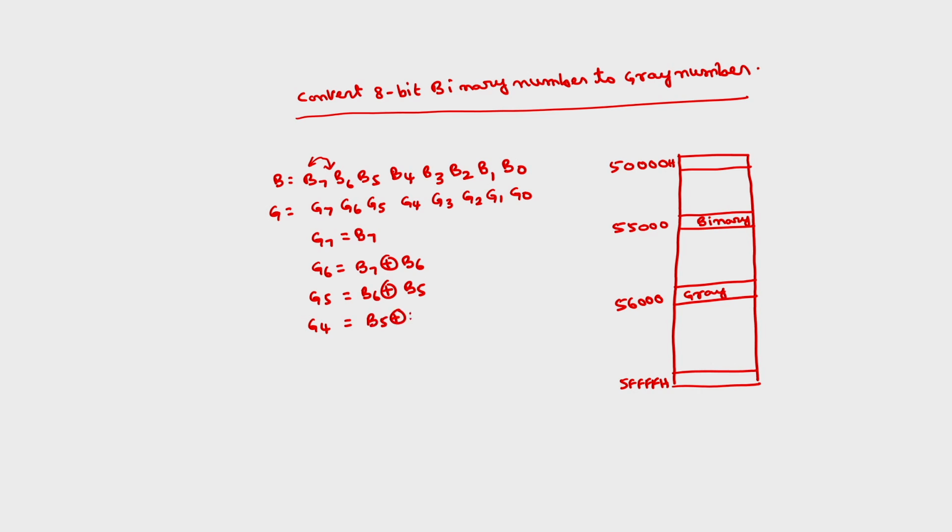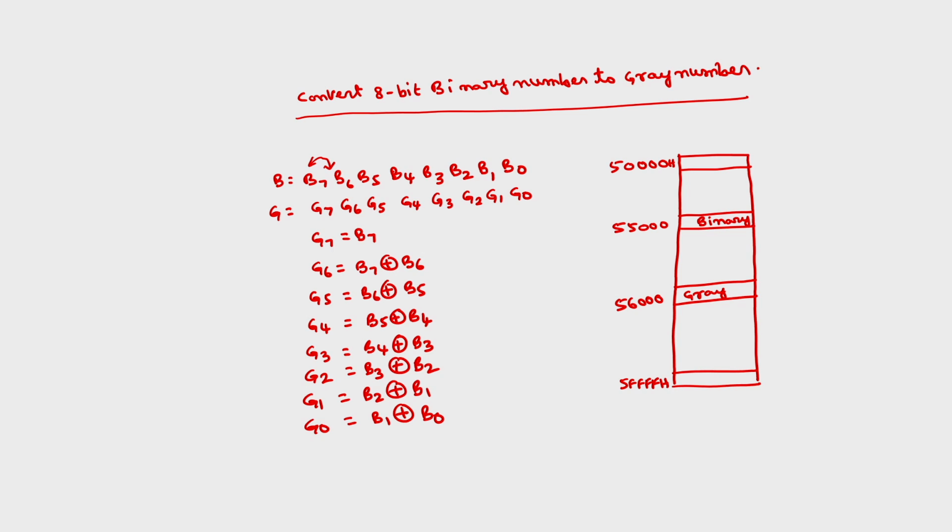G4 is B5 and B4, G3 is B4, B3, G2 is B3, B2, G1 is B2, B1, G0 is B1, B0. So you have to keep this in a loop and do the exclusive OR operation 8 times.